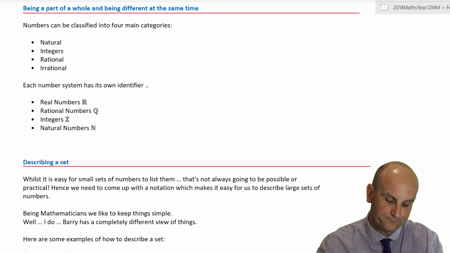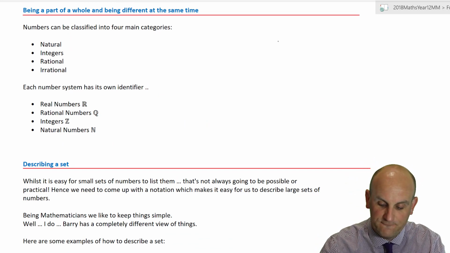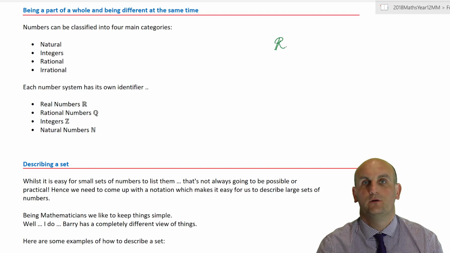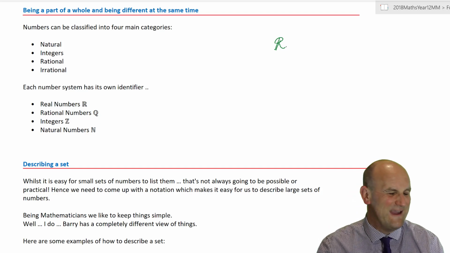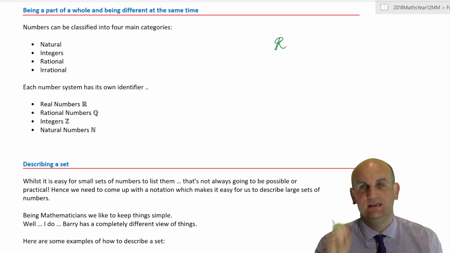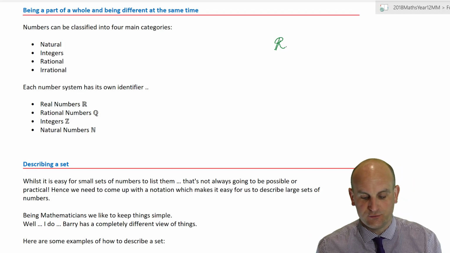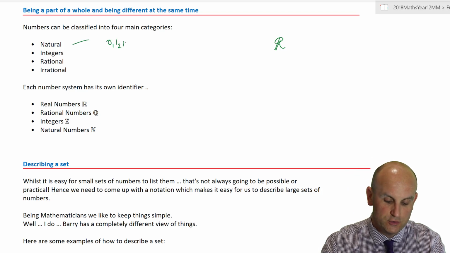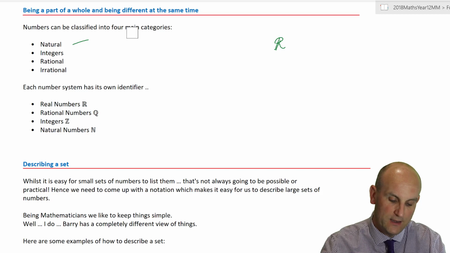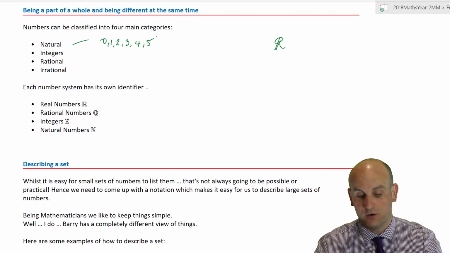Right, now, numbers can be classified into 4 main categories. 5 if you include the fact that every single number in the world is what we call a real number. And did you notice what I did there? The double line and the R. That's part of what we call real numbers. Every number from minus infinity to infinity is a real number. Then we cut things down into what we call the natural numbers. So the natural numbers are the numbers 0, 1, 2, 3, 4, 5. Now notice they are the whole numbers starting at 0 and going positive.